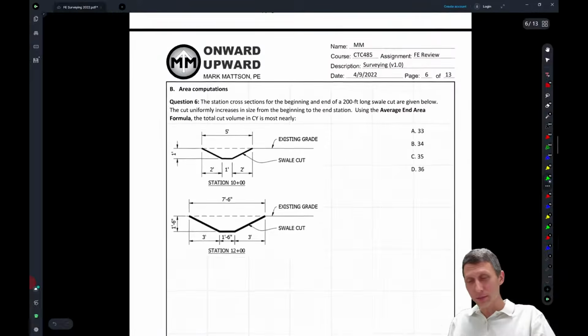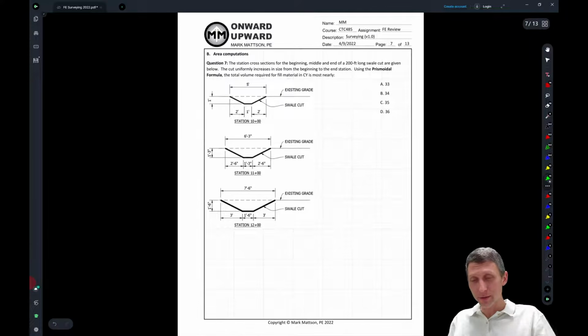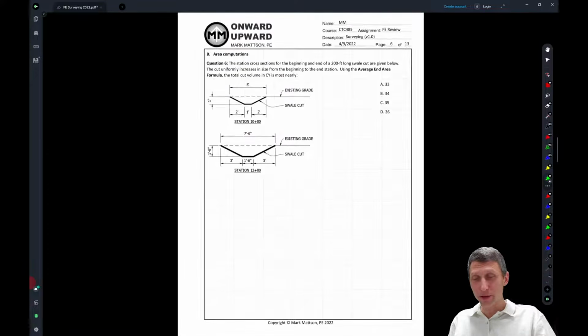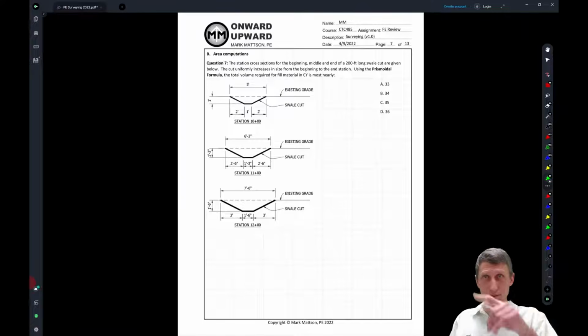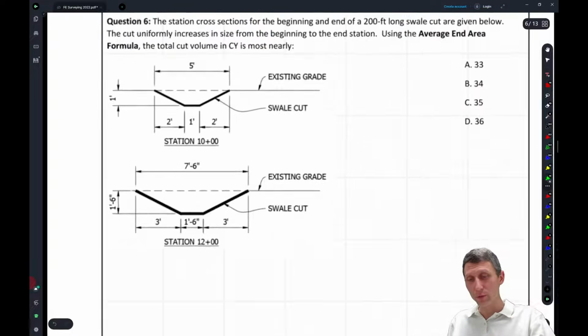If we look at problem 6 and problem 7, you'll see we have swale cuts. These could be swale cuts, road cuts, or road fill, that type of thing. But they're prismoidal sections, trapezoidal sections, and we're going to look at these with two different formulas.